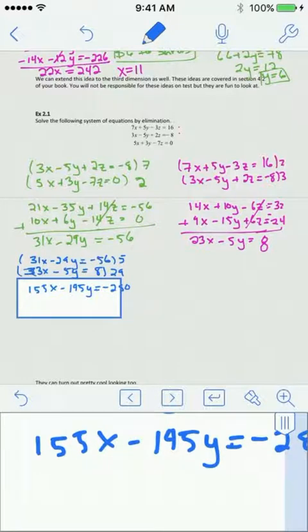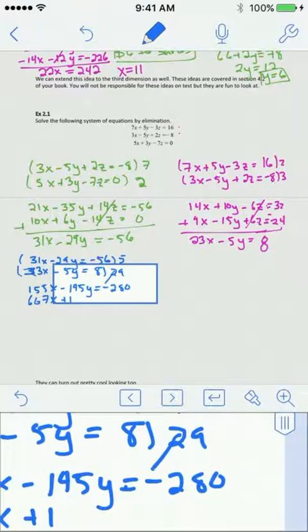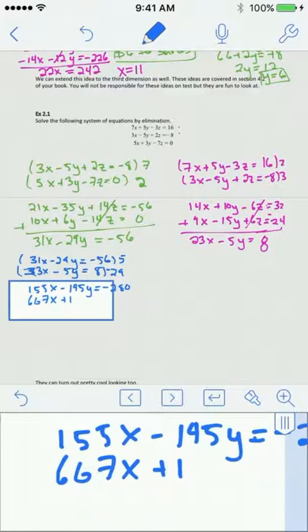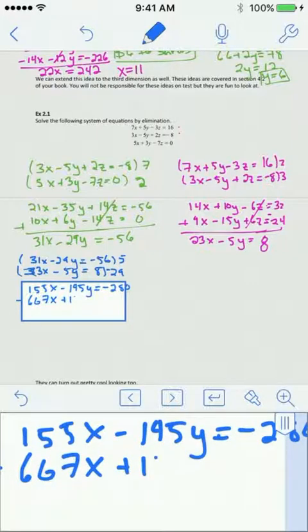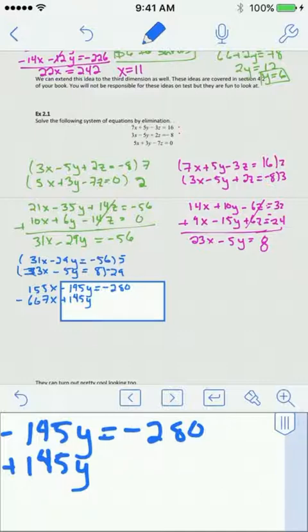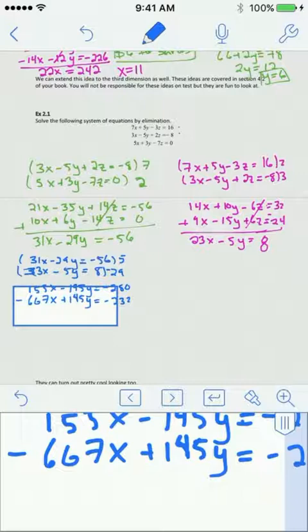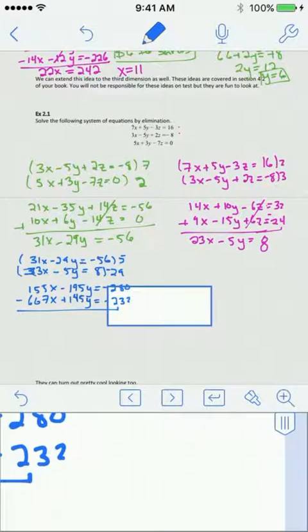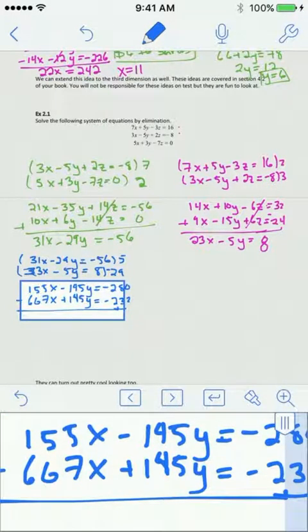Second one, I end up with 667x, let's make this one negative. So we'll make this negative 667, so negative plus 145y. And then negative 29 times 8 is negative 232... negative 332. Alright, I'll add these together. And it looks like the y's are going to eliminate, which is great.